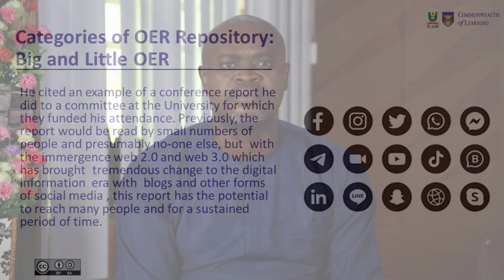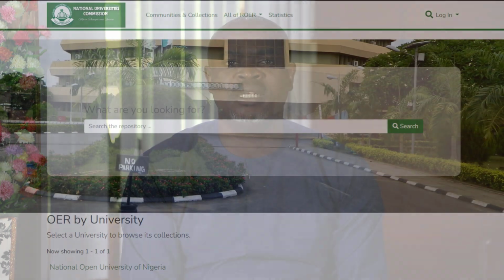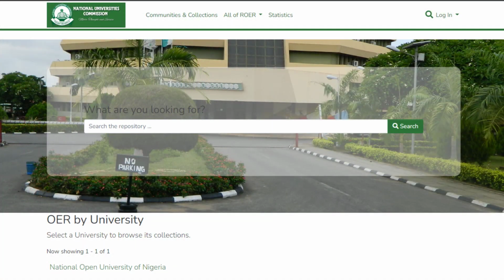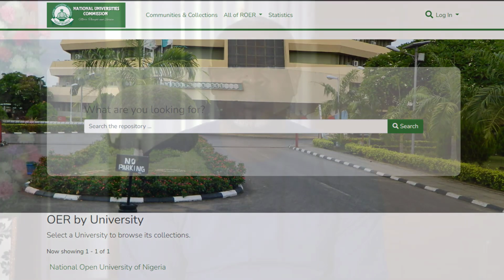The Commonwealth of Learning is currently working on a big OER with the National Universities Commission in Nigeria. This project is going to be a national OER where all universities and institutions will centralize and have their OER repositories.